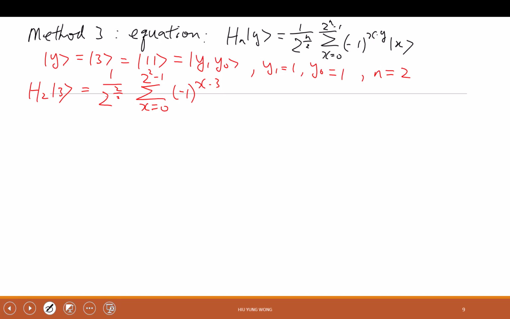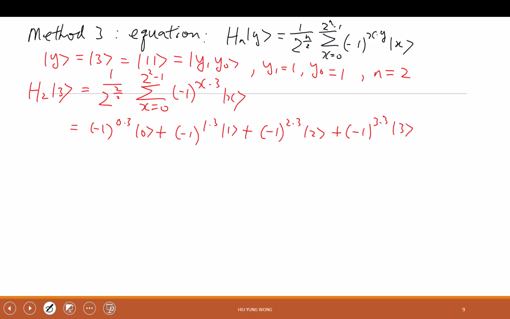But that is a very quick question that you think of. So as you put x dot 3, right? And then x. Is that okay? Now what do I do? Just do it one by one. Easy. Once you have the right thing, 1 over 2 to the power... square root 2 to the power 2 over 2 is just 1, right? So let me just write it out. It is negative 1 to the power 0.3, not 0 times 3, okay? 0.3, 0, plus negative 1, 1.3, 1, plus negative 1, 2.3, 2, plus negative 1, 3.3, 3. Are you okay for this expression?